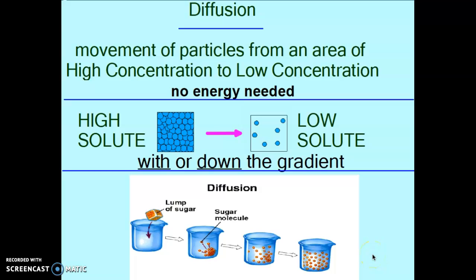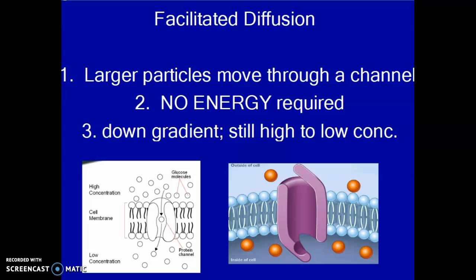Okay, so diffusion: high to low concentration, no energy required. All right, the next one is facilitated diffusion. Now, this one is still diffusion, so they're still going from a high concentration to a low concentration, okay, down the gradient, as they say. But the difference here is it needs a channel to go through, okay?